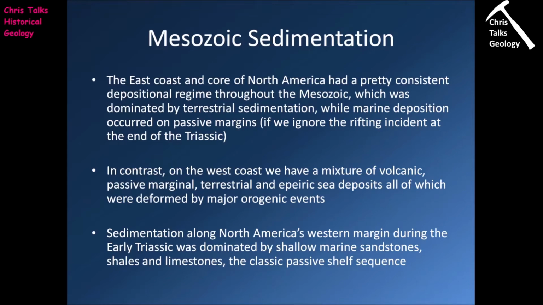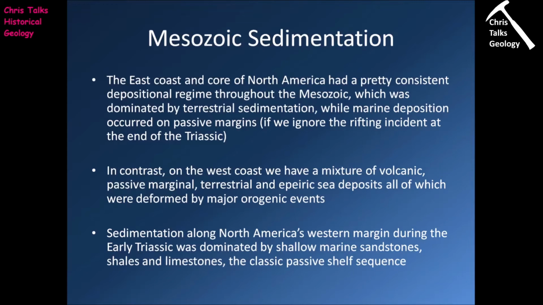Now, you are going to get submarine deposits being put down, and of course they're going to occur along the east coast. For most of the Mesozoic, the east coast of North America is a passive continental margin, so we're going to get the standard sandstone, mudstone, limestone marine assemblage.